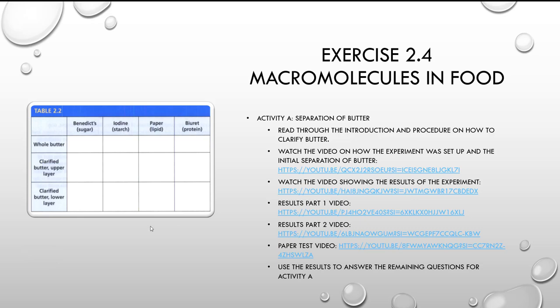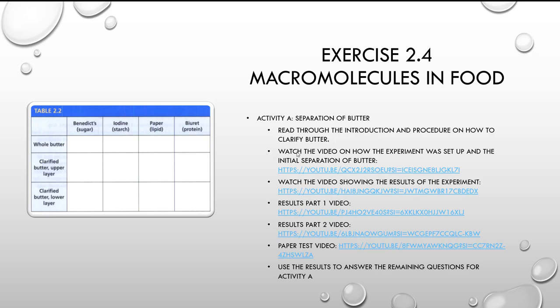And then finally, in exercise 2.4, we'll be looking at the presence of macromolecules in some common food. So the first activity is basically a separation of butter activity. You'll read through the information about how to clarify butter. And hey, you can actually do this at home if you want. You can take a stick of butter and clarify it if you want, but you don't have to.